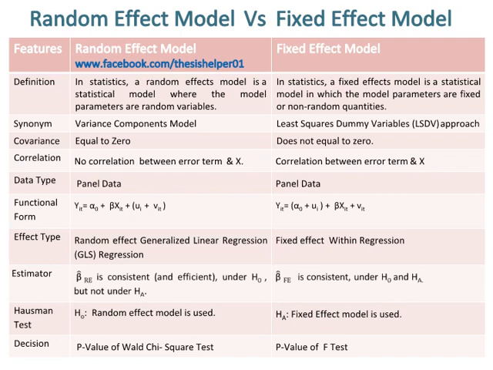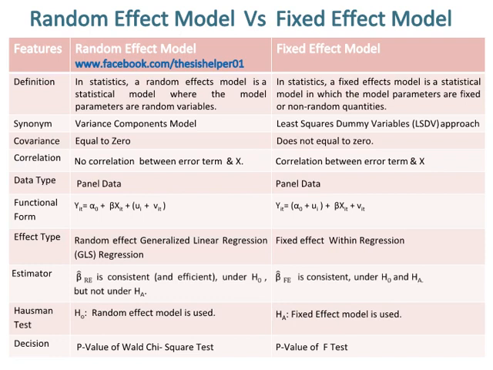Data type of random effect model is panel data, whereas data type of fixed effect model is also panel data. Functional form of random effect model and fixed effect model are given for comparison. Effect type of random effect model is random effect generalized linear regression (GLS) regression, whereas effect type of fixed effect model is fixed effect within regression.